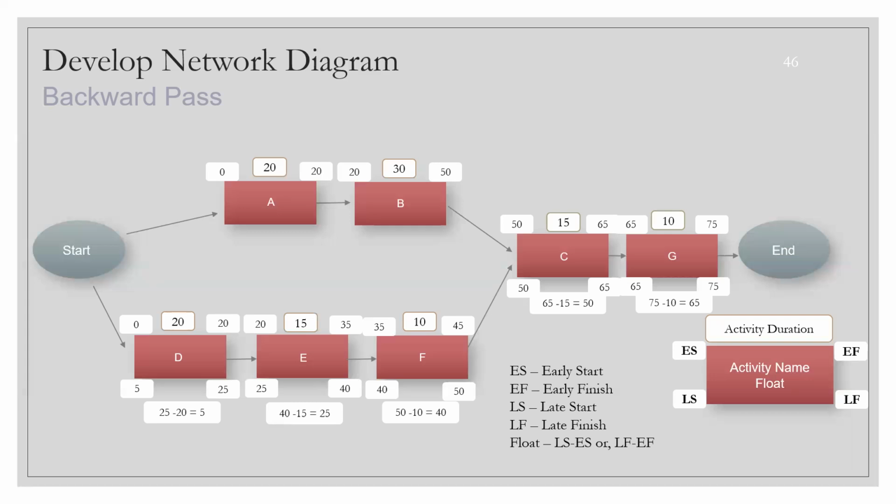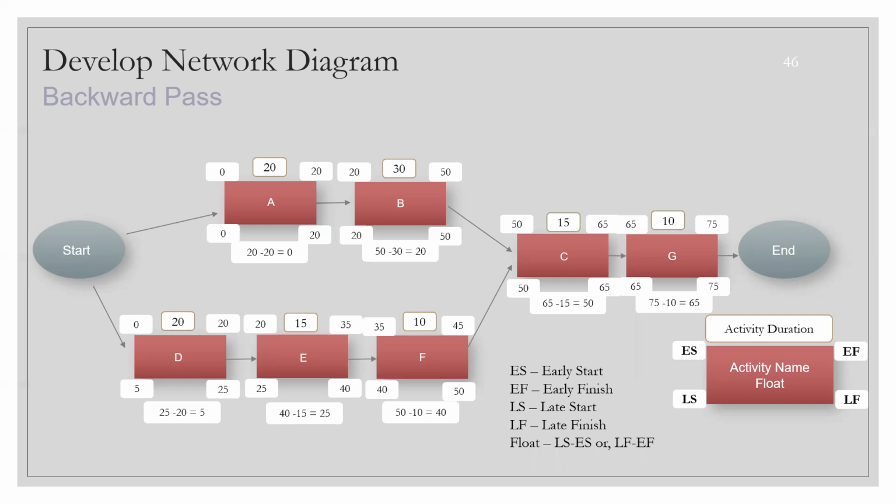So activity D has got a buffer. Now let's go back to the path of A and B. So for B, the late finish will be 50, right? That is the late start for C. So late start of C will be the late finish for B, right? And then the late start for B will be 50 minus 30, which is 20, right? Similarly, late finish for A will be 20, and late start for A is 20 minus 20, which is 0.